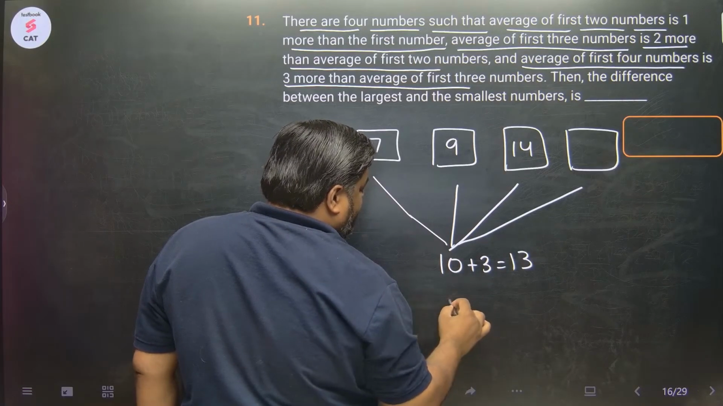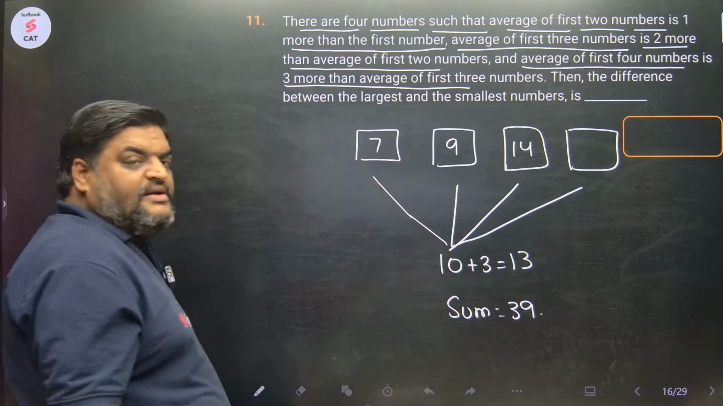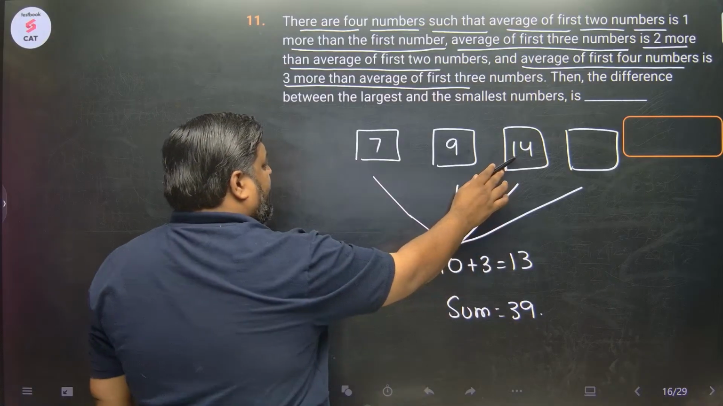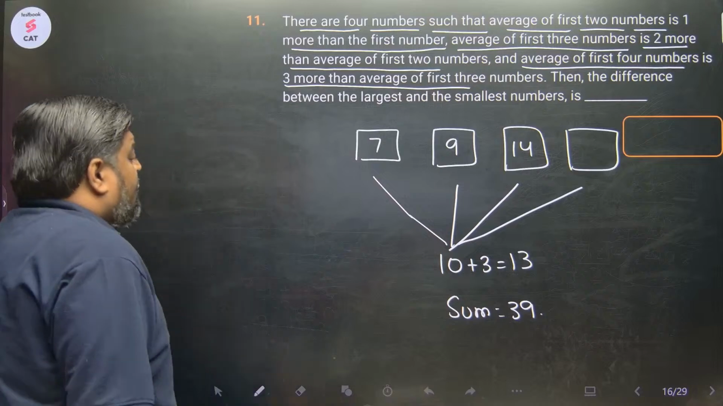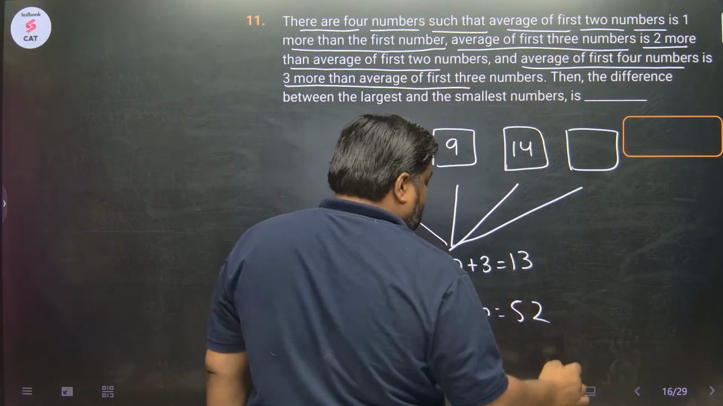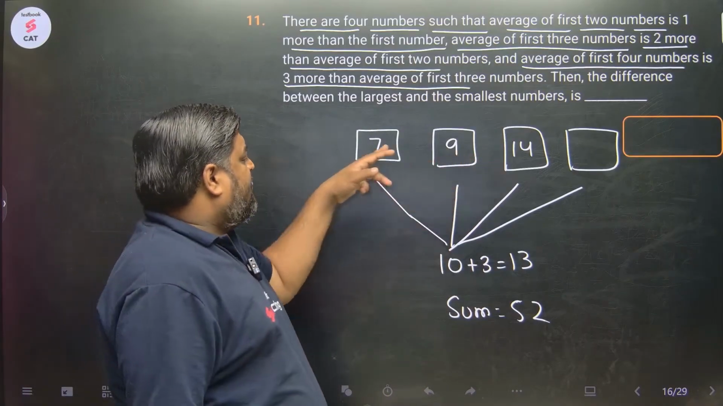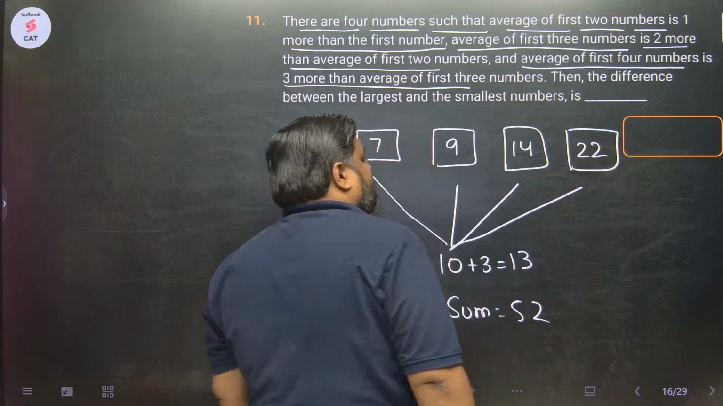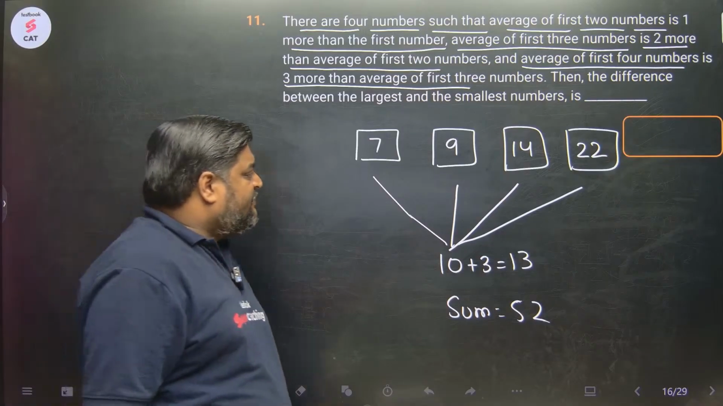तो sum क्या हो गया? What is the sum of first 4? Sum would be 52 because there are 4 terms. So 14, 21, 30, this would be 22. ये आपका आ जाएगा 22. हाँ 52, राइट. तो दिस वुड बी 22.